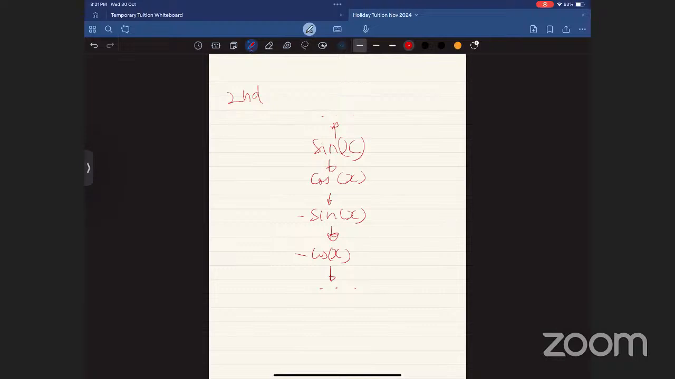Minus cosine x. And then here I put a dot, dot, dot, and going up I put a dot, dot, dot. Now, what does dot, dot, dot mean? Very simple. It will repeat itself. Sine, cosine, minus sine, minus cosine, and then you'll go back to sine, dot, dot, dot. Here, you'll go back to minus cosine, dot, dot, dot. This is the pattern. It's to be memorized. Nothing makes sense right now, but I hope it's kind of easy.